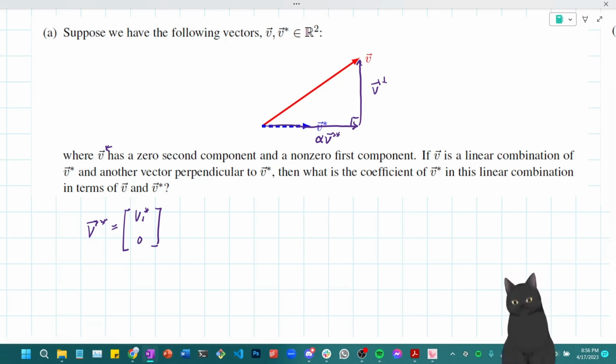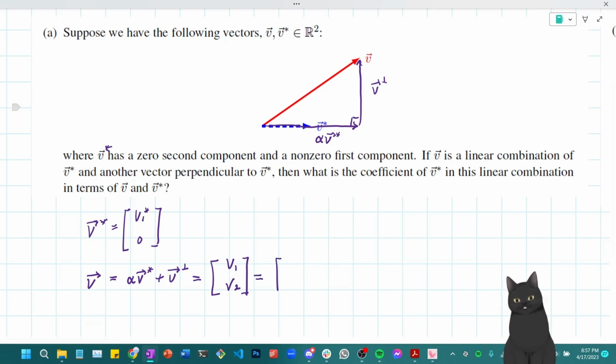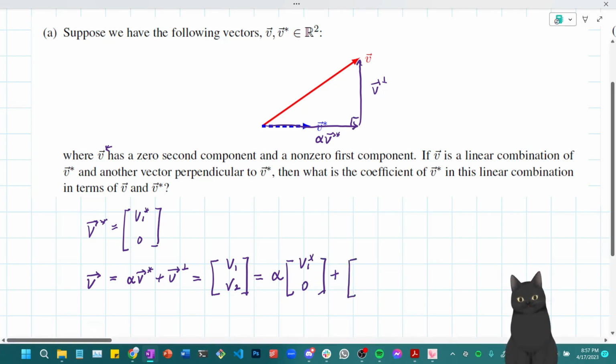So to deal with that, we have to write out a little more information to guide us to the true solution of the question. Say v is equal to alpha v star plus v perpendicular. So that's going to bring us to the conclusion that this vector v1, v2 is equal to alpha times v1 star, 0, plus v perpendicular 1, v perpendicular 2.